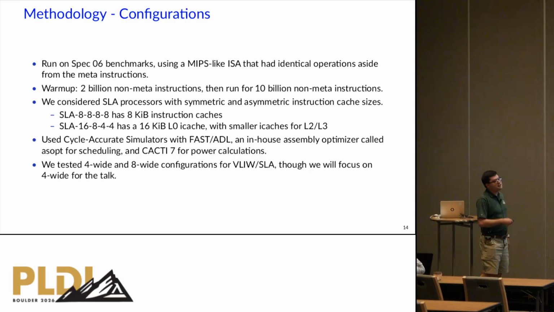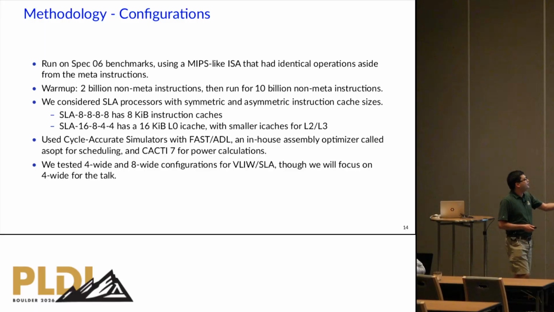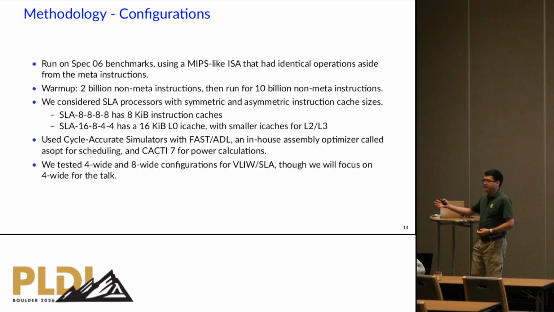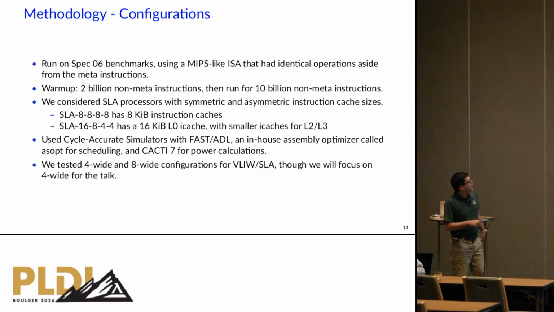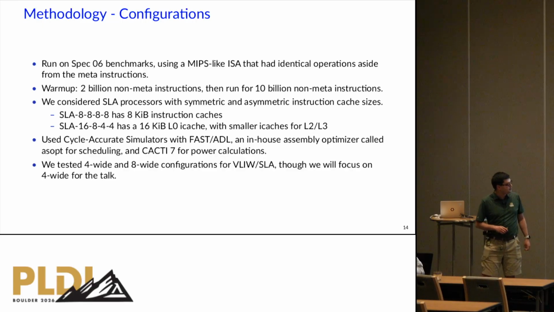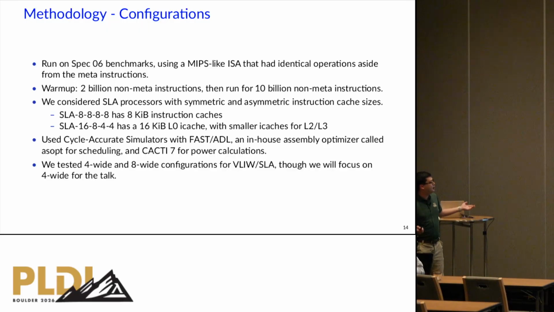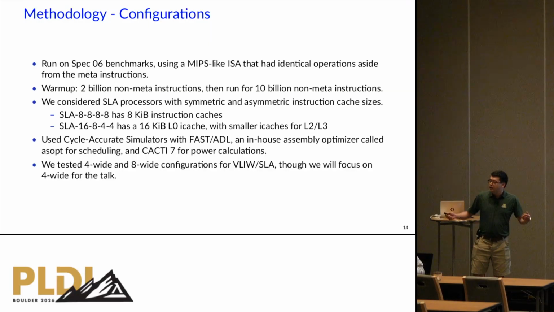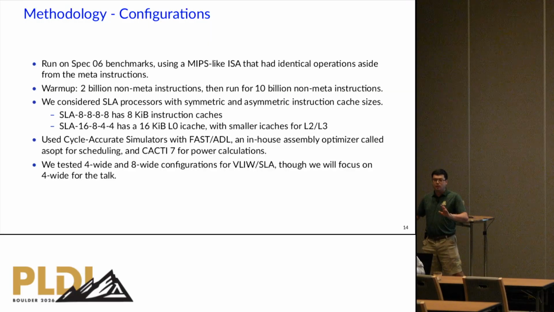And we tried 2 SLA processors, one where we give the lane 0, which is always on, a larger instruction cache, and one where we kind of just equally distributed the instruction cache for the processor. We've evenly distributed it with the 888, and then lane 0 gets extra space with the 16844. We use an in-house assembly optimizer called ASOpt, as well as FastADL for our cycle accurate simulator, and Cacti 7 for power calculations. And we looked at both 4-wide and 8-wide configurations, but we'll only focus on the one.